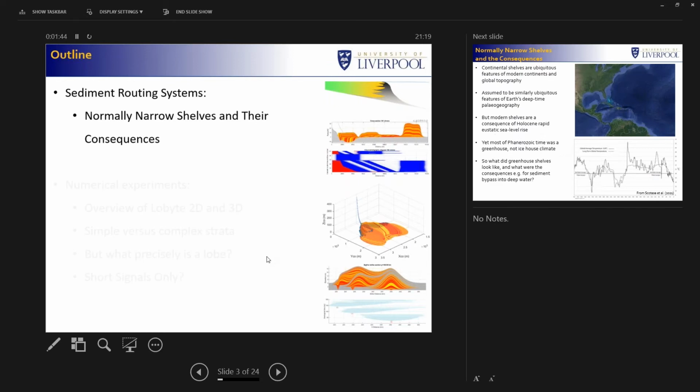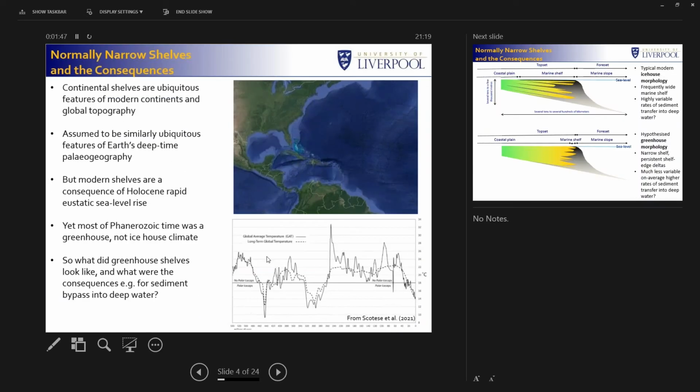Talking about sediment routing systems first. A key issue in sediment routing into deep water is how wide the continental shelves are, because they present a buffer to the transfer of sediment from river mouths into deep water. You probably all know this very well. Most shelves now on the planet are pretty wide, up to a couple of hundred kilometers wide where you've got river systems feeding into them, and in some cases wider for tectonic reasons. It's quite complex.